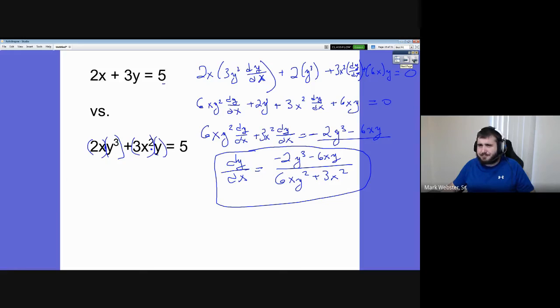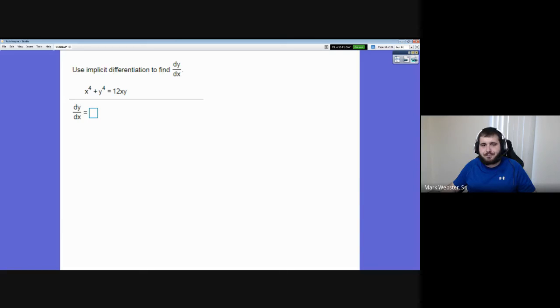I've got a bunch of them, and we're going to get through as many as we can so that you have models for how to do your homework and how to do the quiz, okay? So look at the directions. It says use implicit differentiation to find dy dx. So it's basically telling us, hey, do what you just did.